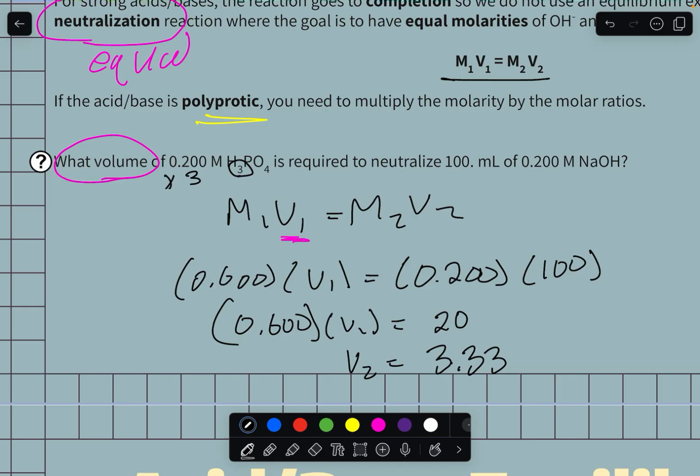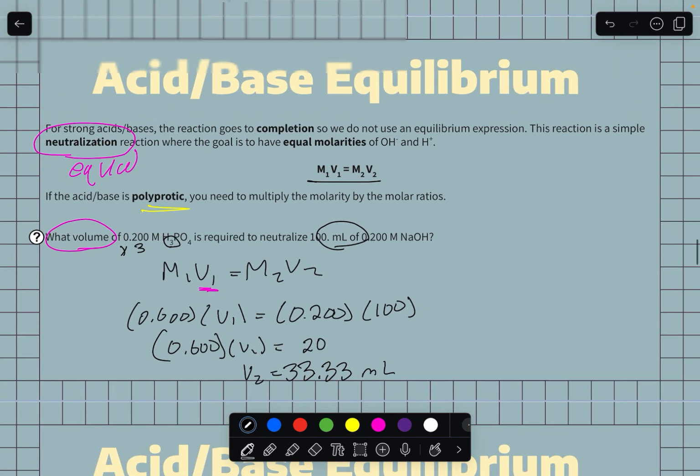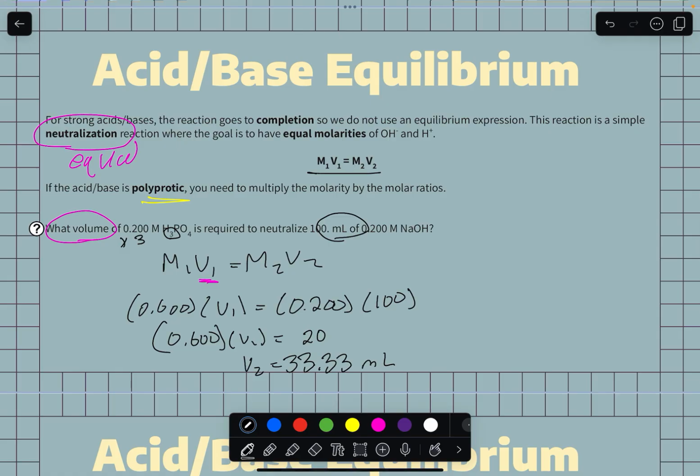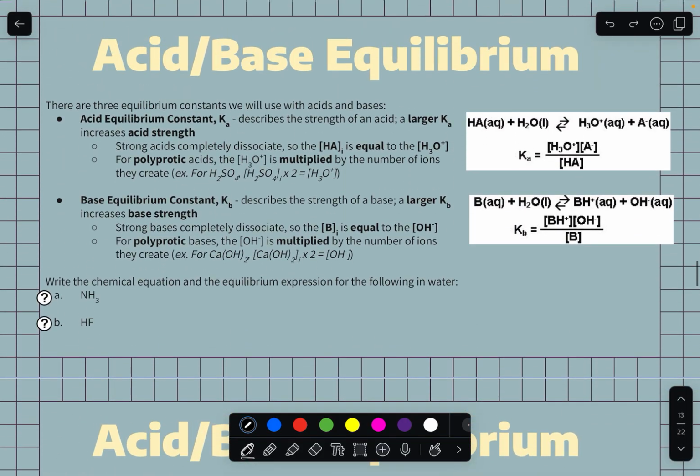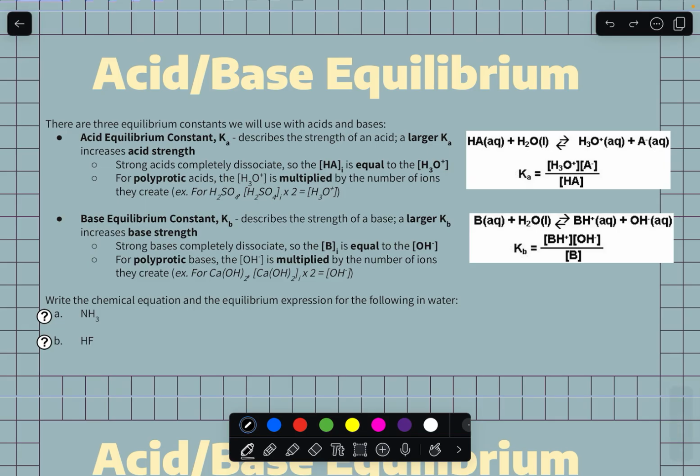Yeah, so this should be 33.33. Okay, and since we had milliliters, the volume here is going to be milliliters. So for strong acids and bases, make sure you remember this equation. That equation is not on your formula sheet. You need to know that equation. But that will be used for strong acids and bases. It's pretty straightforward there. If you have a weak acid or base, you're using equilibrium, just like we did before.